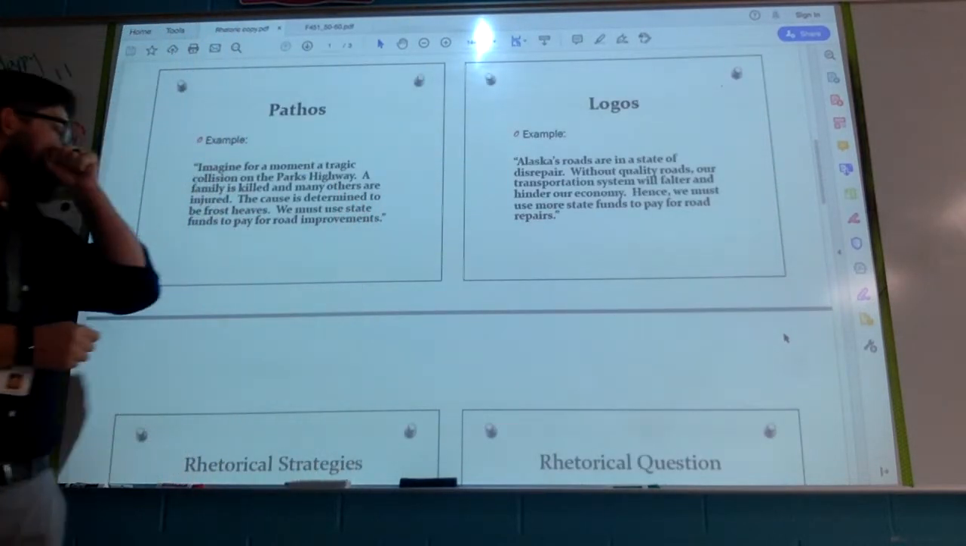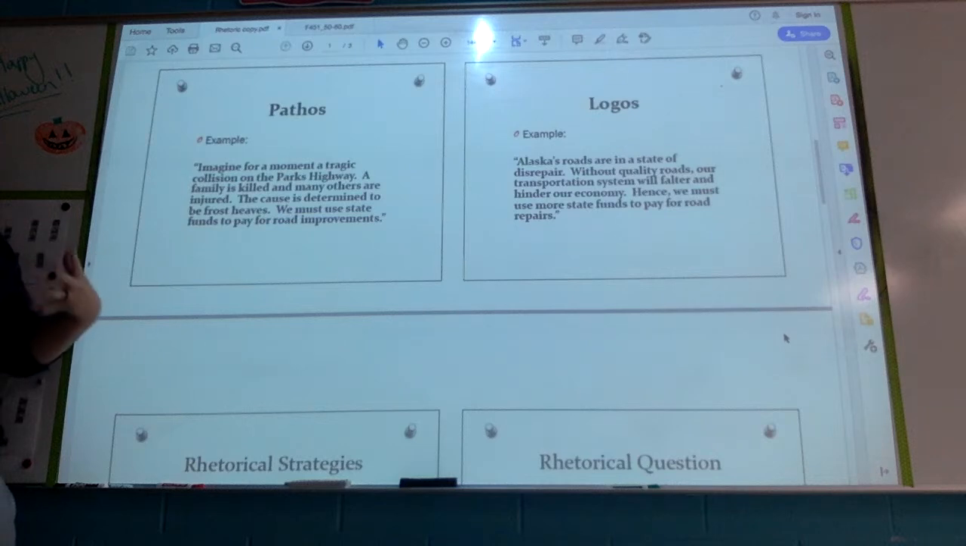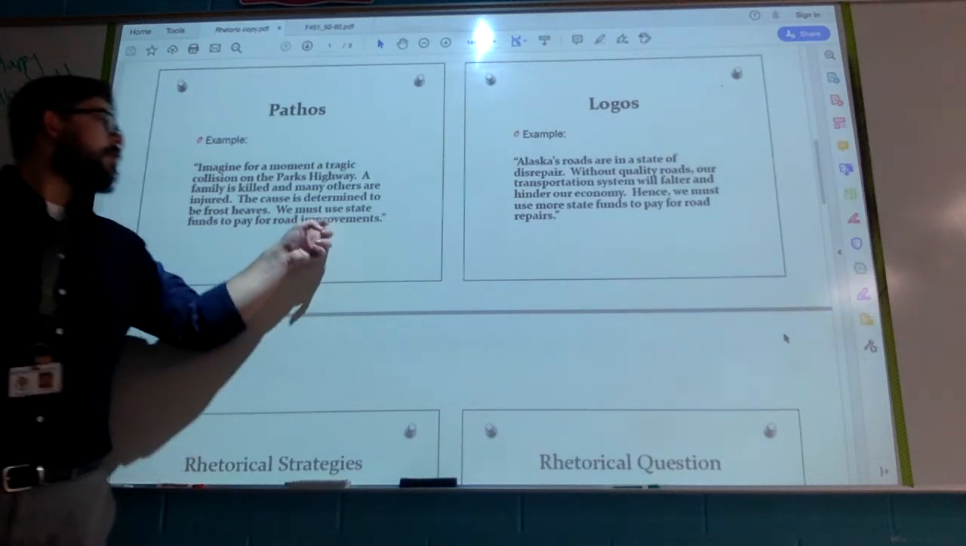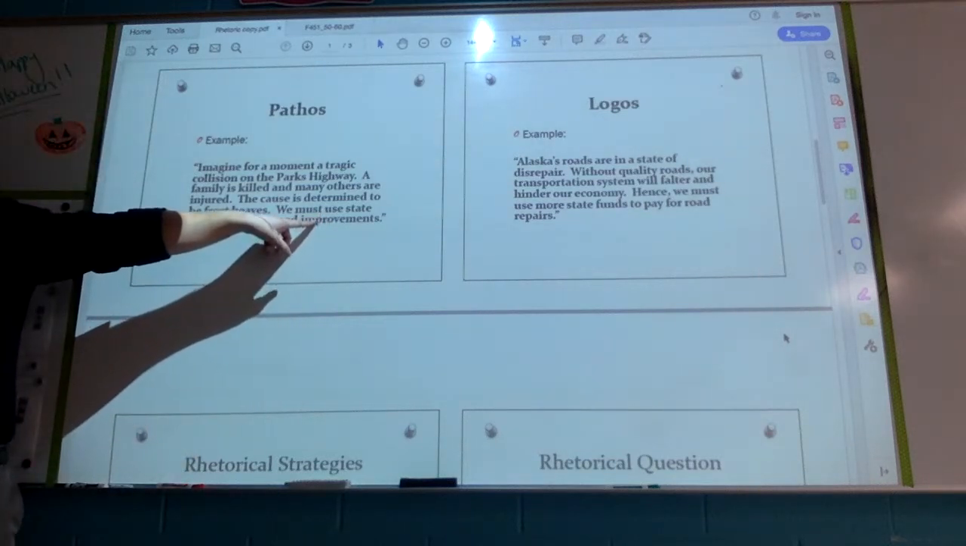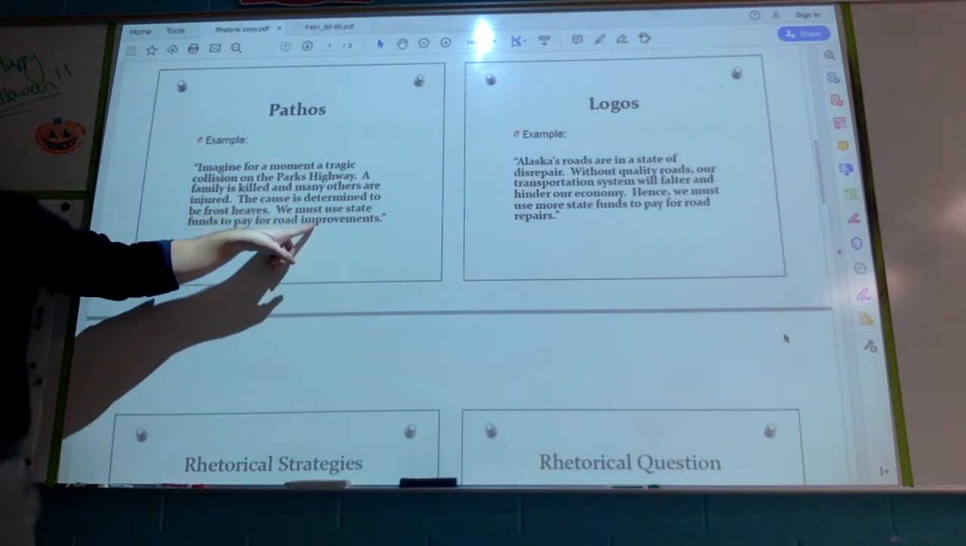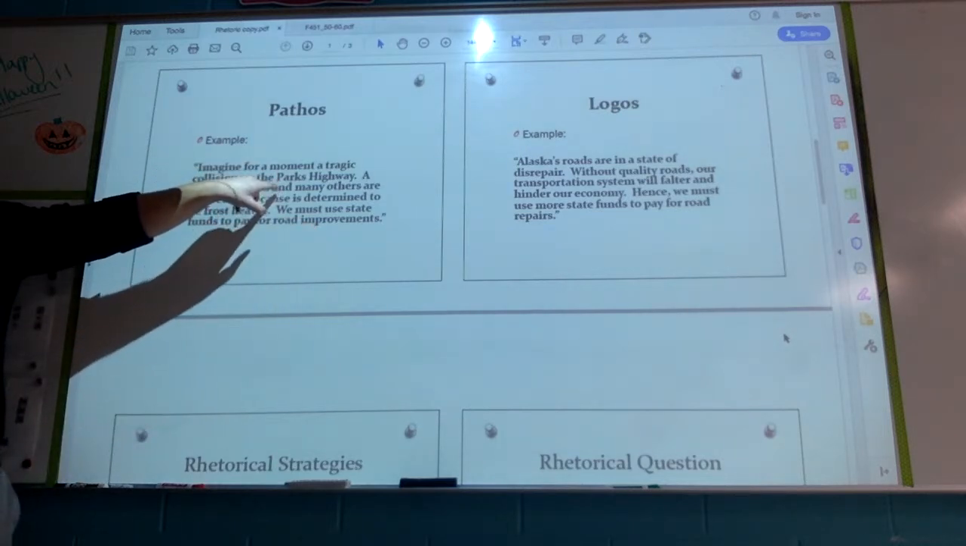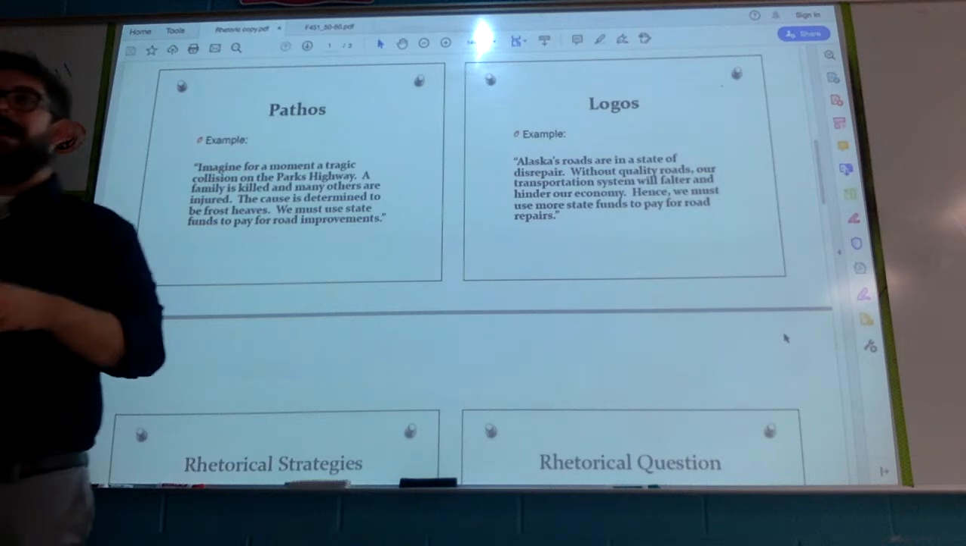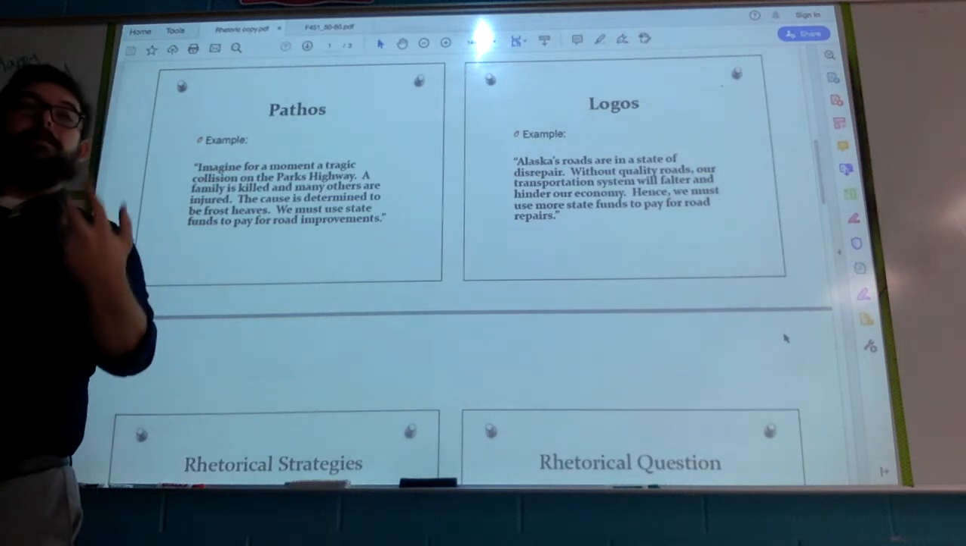Pathos is going to be about feelings, passions. Imagine for a moment a tragic collision on the Parks Highway. A family is killed and many others are injured. The cause is determined to be frosties. We must use funds to pay for road improvements. So right here they're trying to get more state funds for road improvements. How they do that is by making up this short story about this sad family dying. So that's trying to make you feel bad.